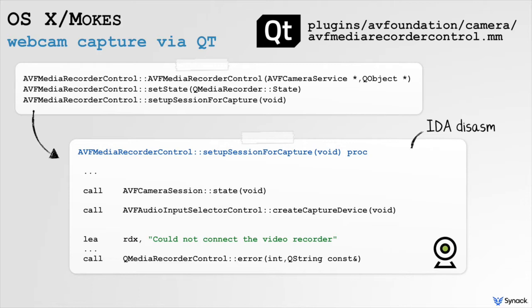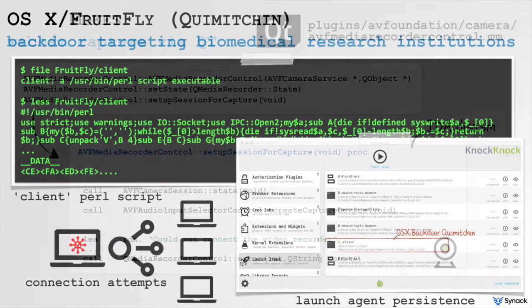It would talk to AV Foundation. On Windows, it would be doing different stuff. But the malware authors wouldn't have to worry about that because they were using the cross-platform framework. So here we can basically see the code for that and them calling into the Qt APIs to start recording the user. And again, the LED indicator light would go on.